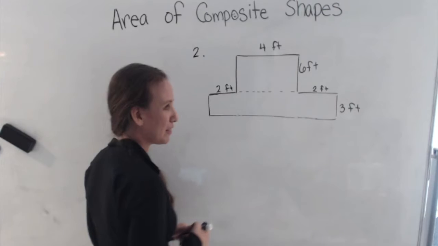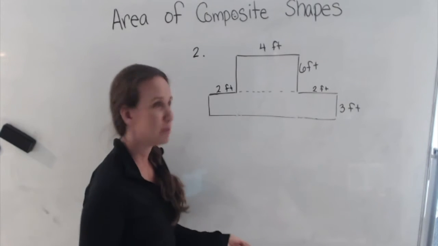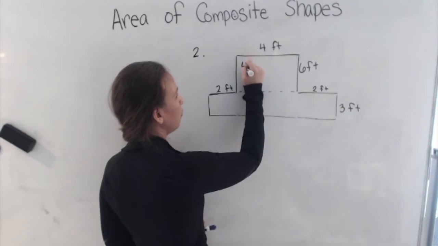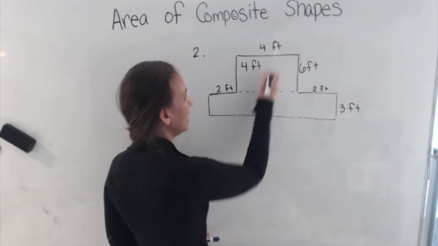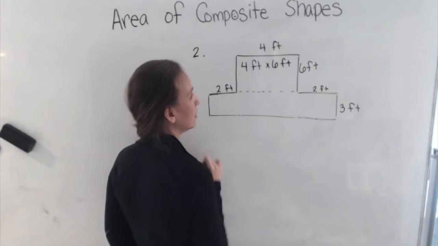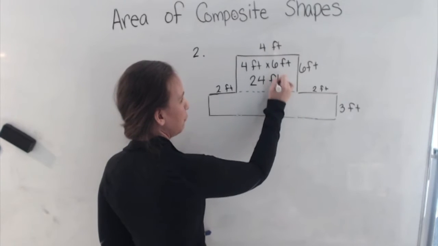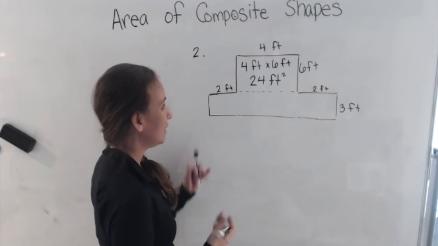So let's take a look at the first rectangle, the top one. That's the easier one because all the information was given to me. So I know the length is 4 feet, and the height is 6 feet. So 4 feet times 6 feet, that gives us 24 feet squared. Now, let's do the bottom one.